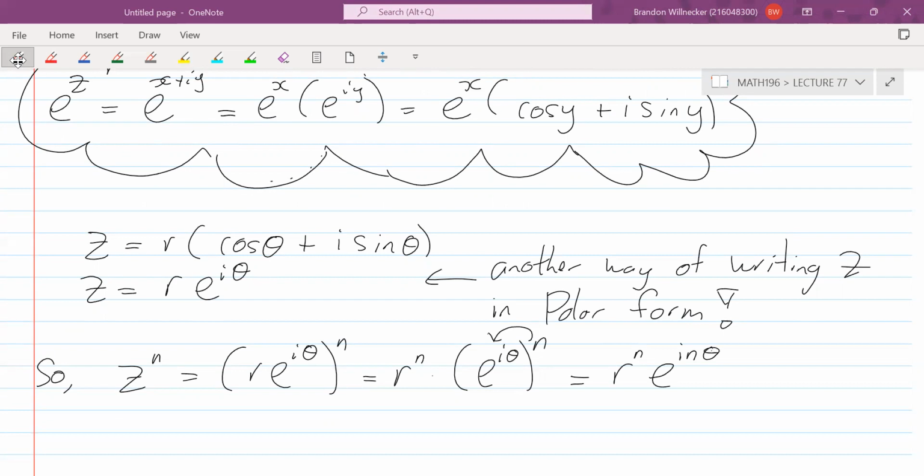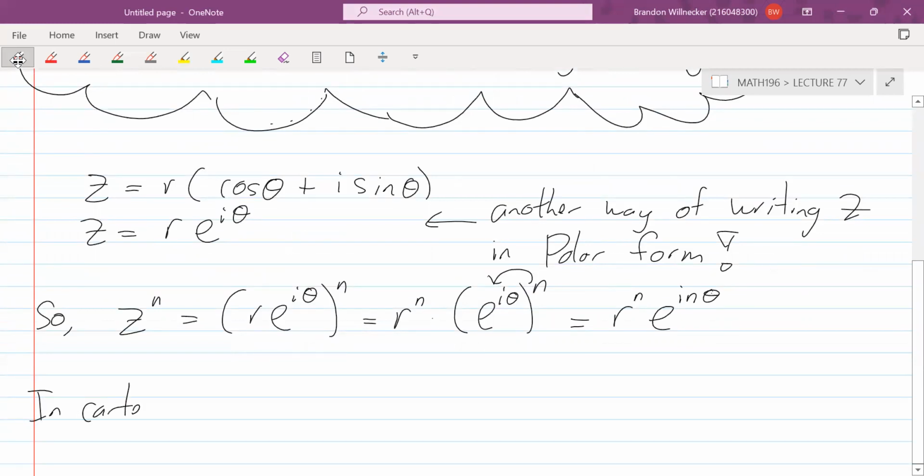Okay, so that's how we can take powers of complex numbers. So z to the n is equal to r to the n, e to the i n theta. Okay, so that's if you want to leave it in polar form. If you want to go back to Cartesian form, we just need to use Euler's formula again.